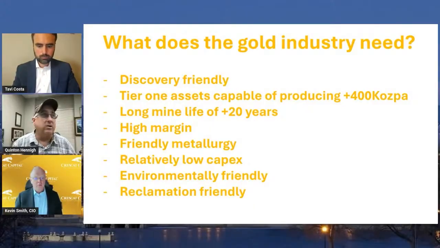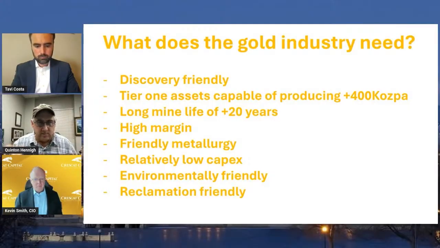They said, wow, look at all these sheeted veins, and wow, look at all this outcrop, and let's drill some holes. All right, so they're discovery friendly. They are also big assets. These reduced intrusive systems often lend themselves to becoming tier one assets that are capable of producing.